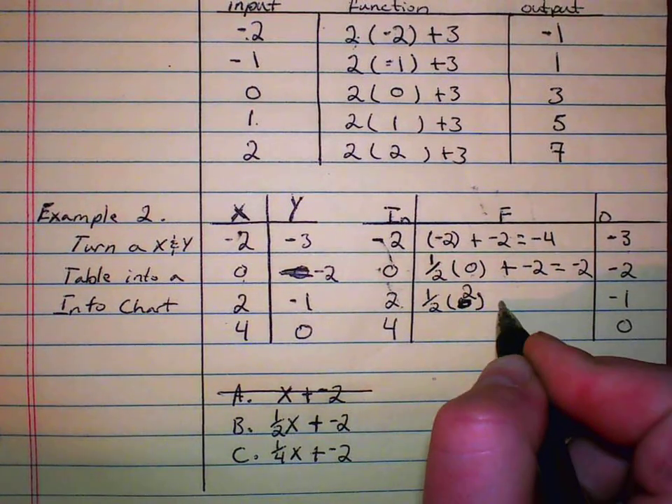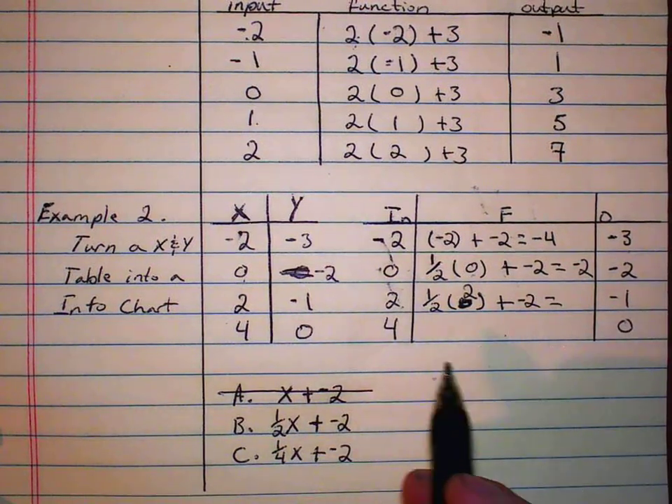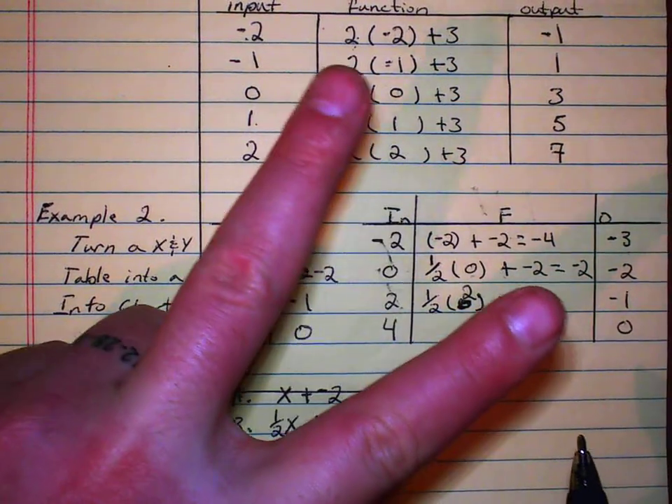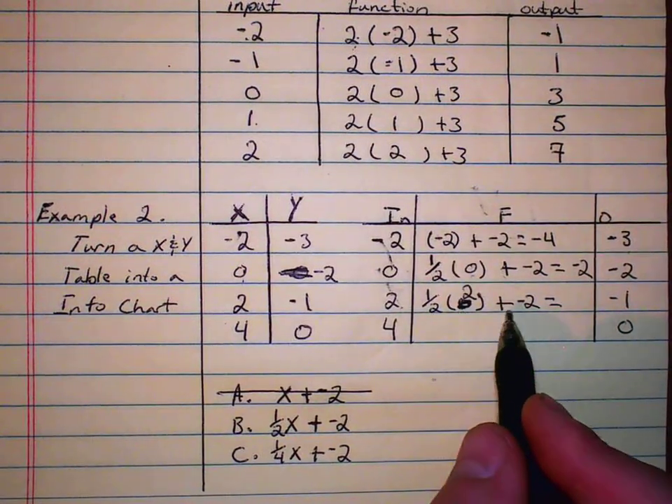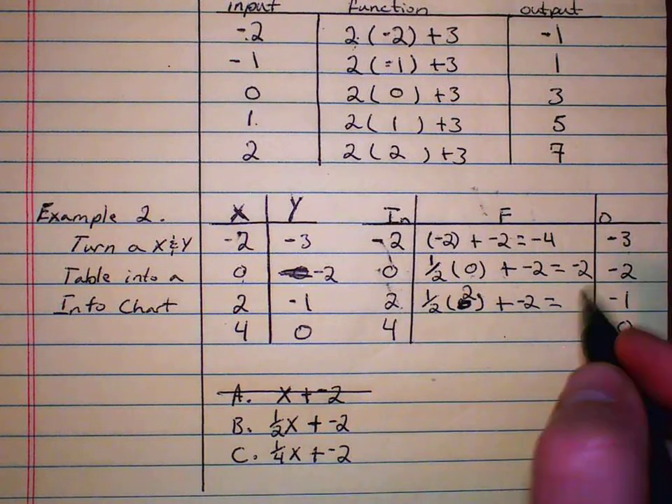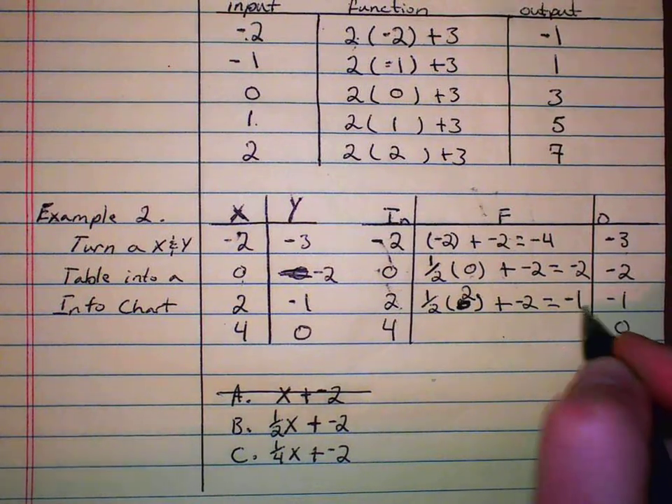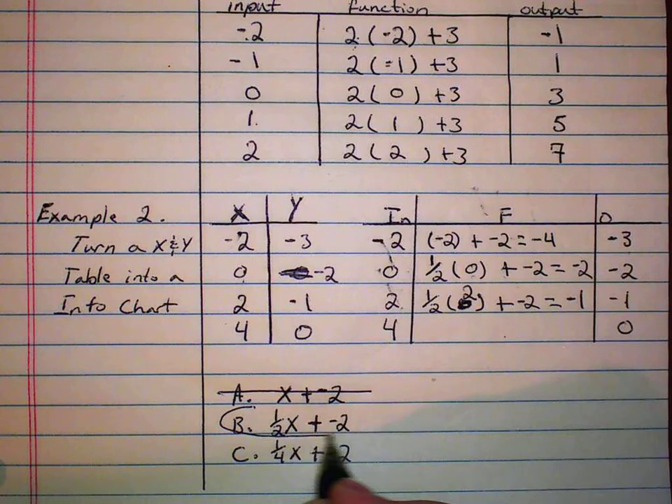Input is 2 plus -2 equals half of 2. Okay, if I got 2 fingers, half of that is 1 finger. So half of 2 is 1 plus a -2. Well, if I have $1 and you owe me 2, okay, then I still owe $1. -1 matches -1. B is going to be our answer choice.